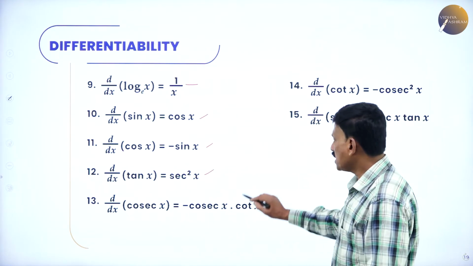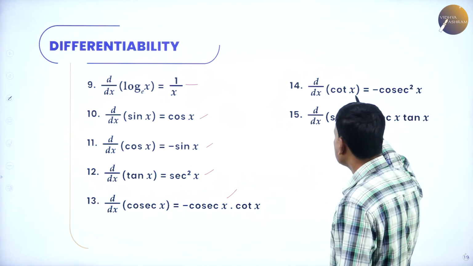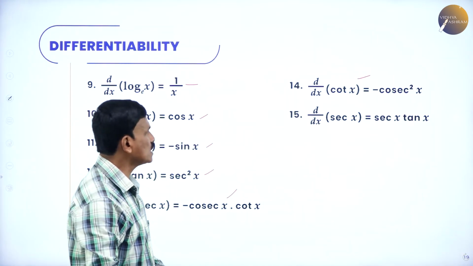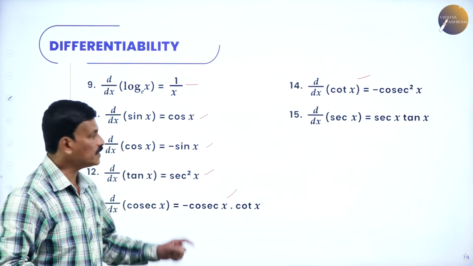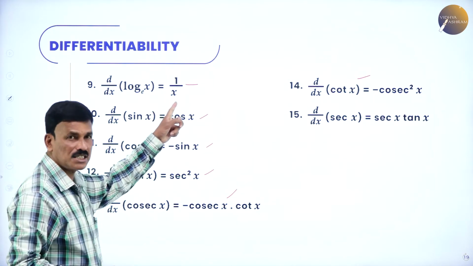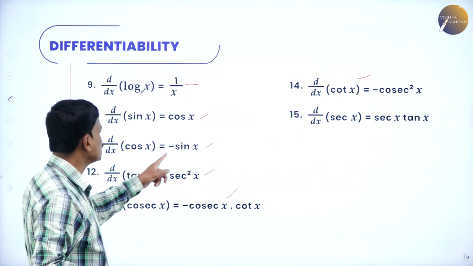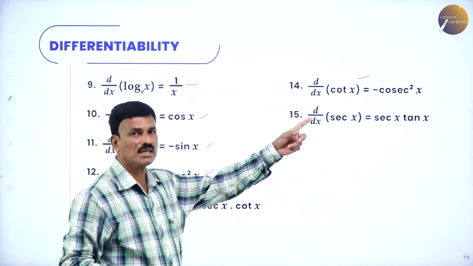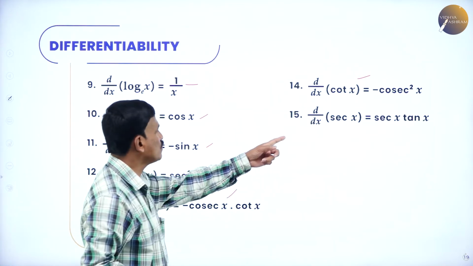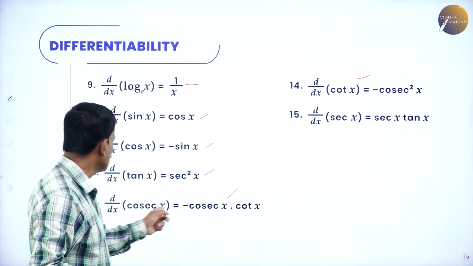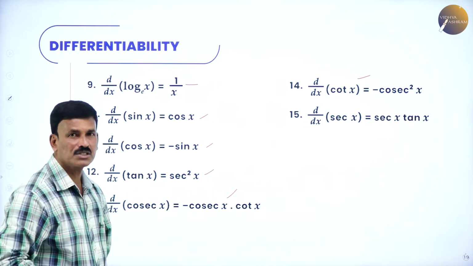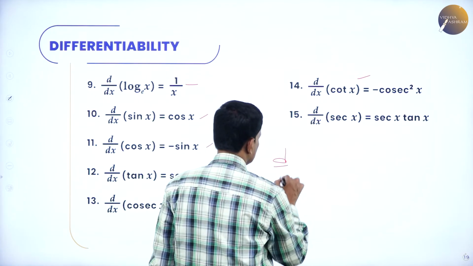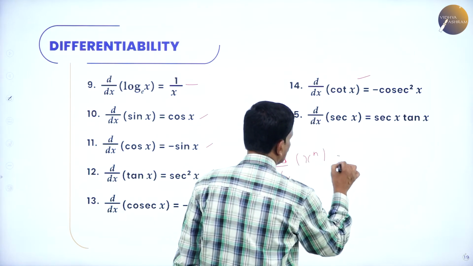d by dx of cosecant x is minus cosecant x into cot x, and d by dx of cot x is minus cosecant square x, and d by dx of secant x is secant x into tan x. See here, differentiation of log x is 1 over x, sin x is cos x, cos x is minus sin x, tan x is secant square x, and d by dx of cot x is minus cosecant square x, d by dx of secant x is secant x tan x, and d by dx of cosecant x is minus cosecant x cot x.